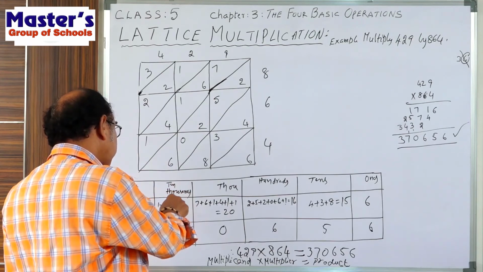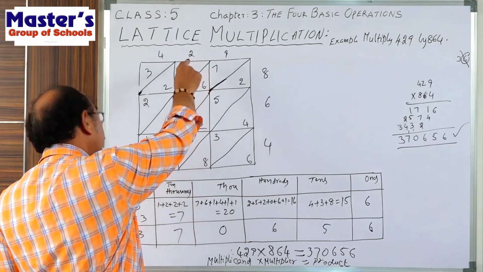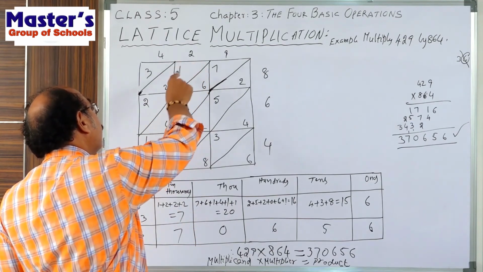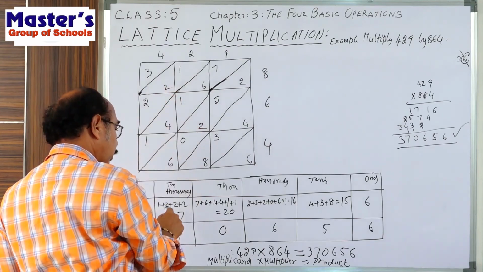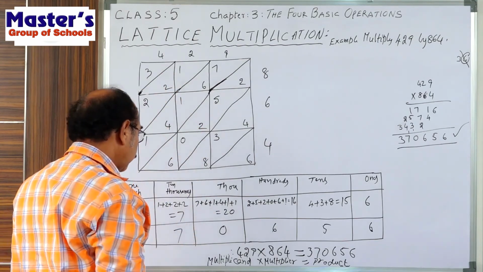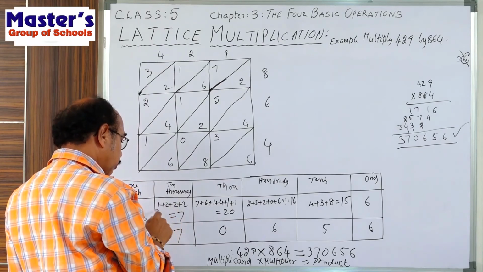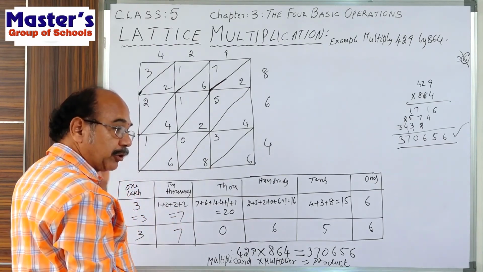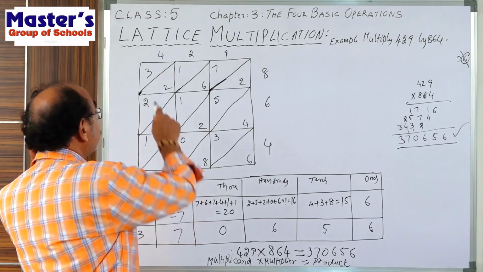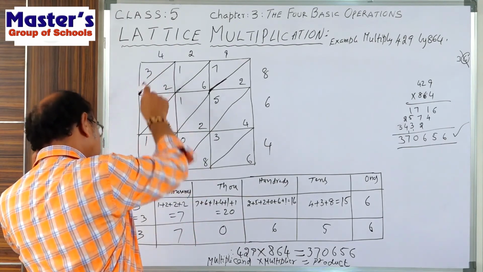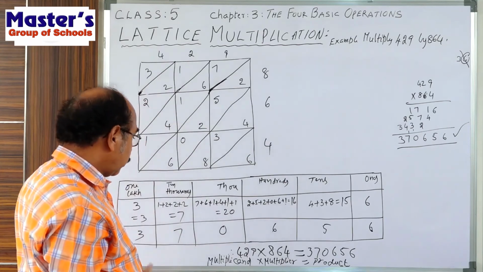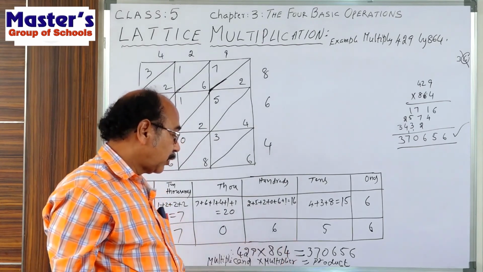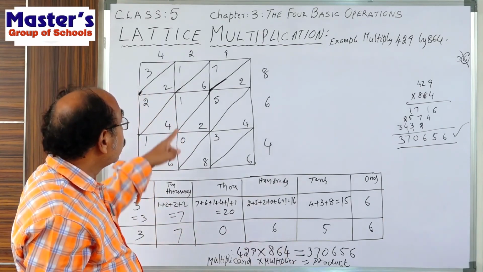Now come to this diagonal. What are the digits in the 10,000? You take this diagonal. 1, 2, 2. And this 2 is carried. So 2 plus 2, 4, 4 plus 2, 6 plus 1, 7. So we write 7 here. Next we go to the last one. What is the last one here? 3. The 3 as it is. So this is the product of the two numbers.